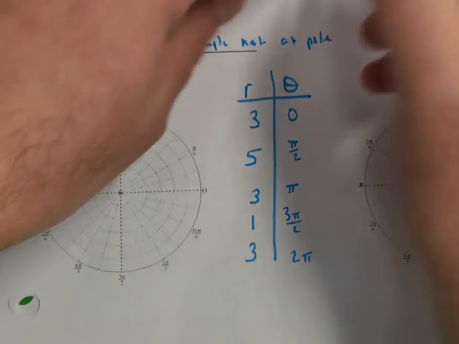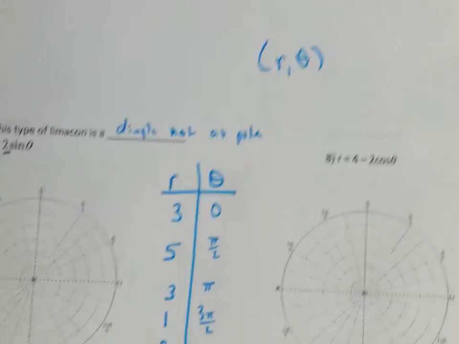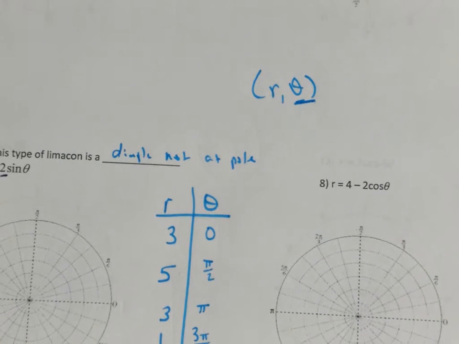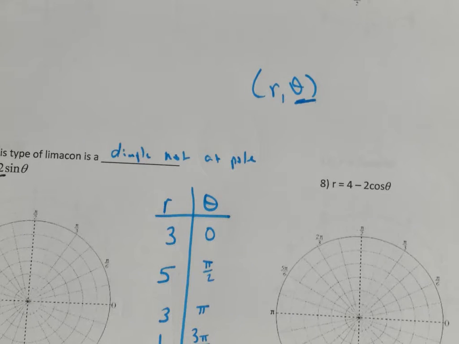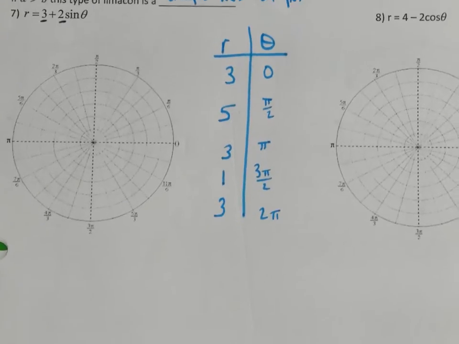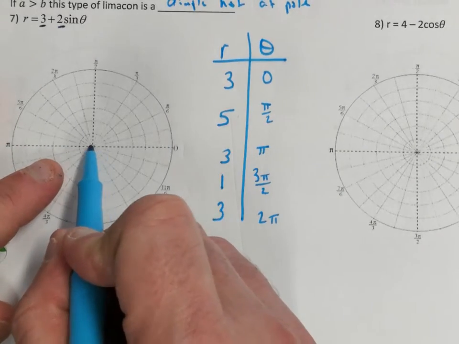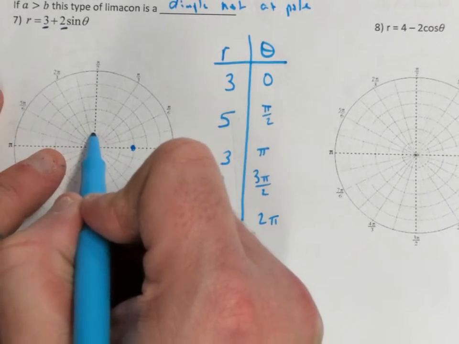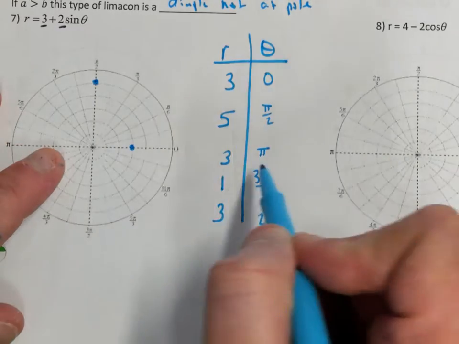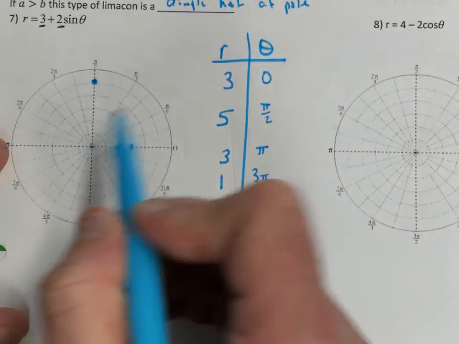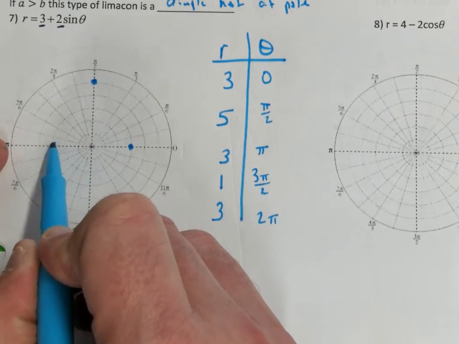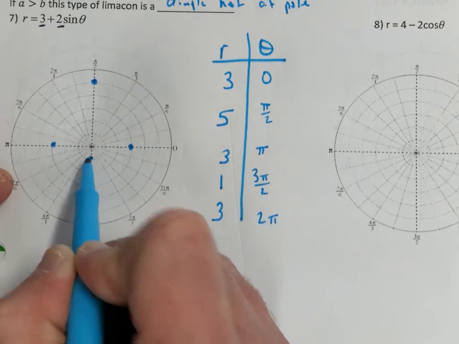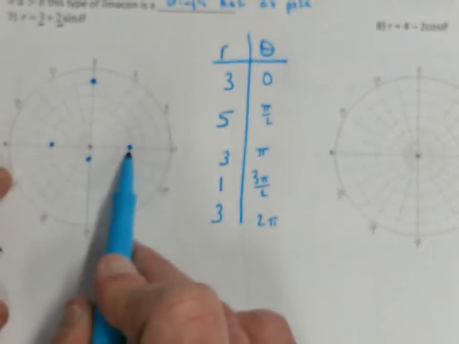Alright, so remember, these are ordered pairs. Remember, in polar coordinates, you have an R and a theta. We need to locate our theta first and then go to the ring number. Just making sure you understand that. Okay, so 3, 0. I go to 0 degrees, out to 3. 1, 2, 3. Find pi over 2, go up to ring 5. 1, 2, 3, 4, 5. Find angle pi. Go out to ring 3. 1, 2, 3. 3 pi over 2 and 1. And then 2 pi is at the same place.